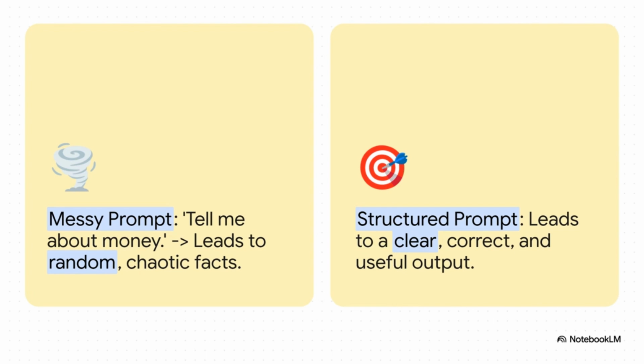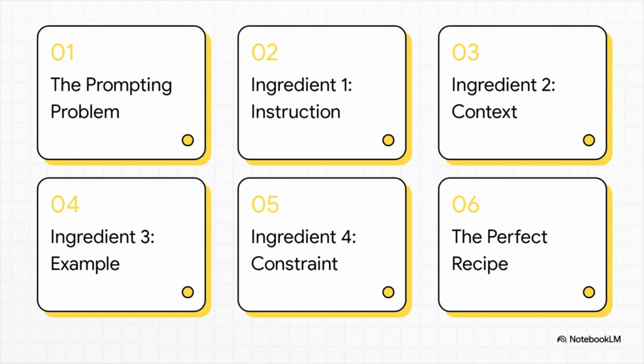So now let's check the difference here. On the left, we have a messy and vague prompt, and what we get back is pure chaos. But on the right, we have a well structured and thought out prompt that delivers a targeted and actually useful answer. And that's the clarity we are aiming for.